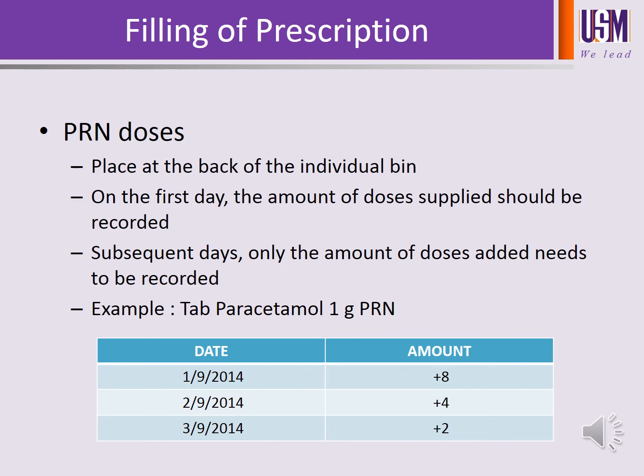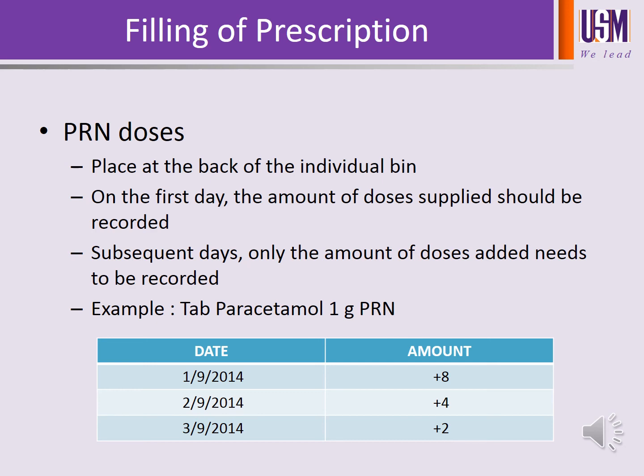In certain cases, the physician can prescribe PRN doses to the patient. If the patient is given PRN doses, the medicines are placed at the back of the individual bin. Let's take an example here: tablet paracetamol 1 gram PRN. There is one thing you have to know. The strength of tablet paracetamol is 500 milligram. So if the patient is given 1 gram, we are going to use 2 tablets at one time. For PRN, the maximum frequency of paracetamol is 4 times daily. So 2 times 4 is 8 tablets. So now we have 8 tablets for this patient, right?